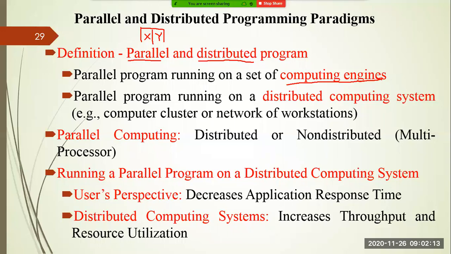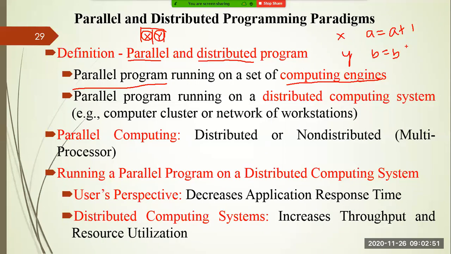In order to keep the computing engines as busy as possible, you have to write a parallel program. If it is a sequential program, it will not work. If you write a parallel program, then only it will work. For example, I have two processors. I have assigned X to the first processor, Y to the second processor. X is nothing but A equals A plus 1, and Y is nothing but B equals B plus 1.